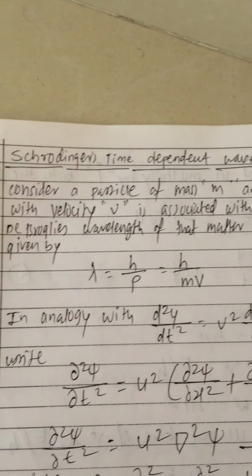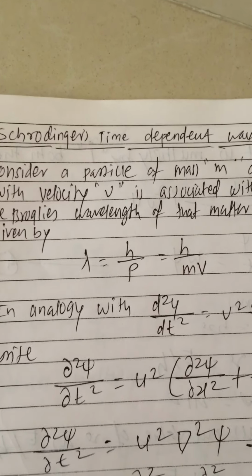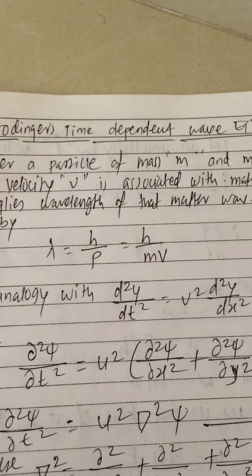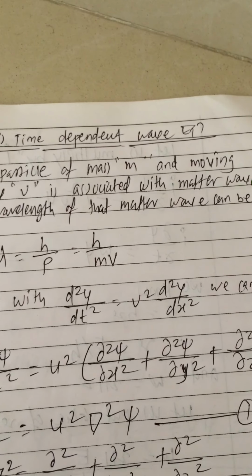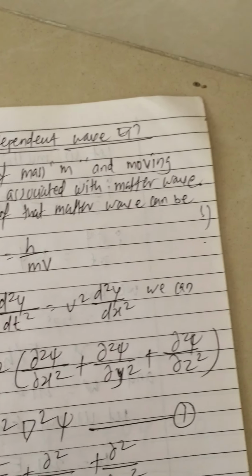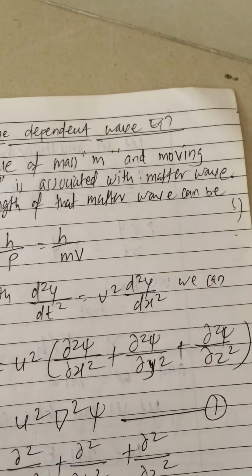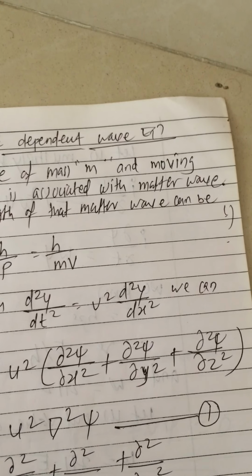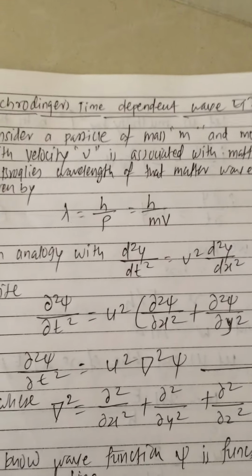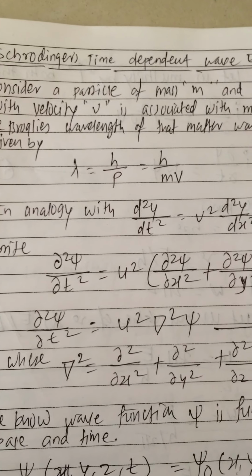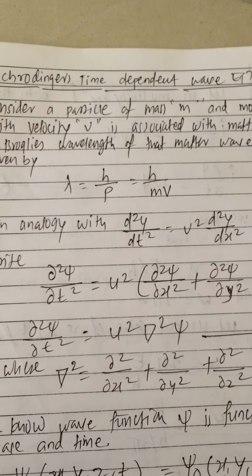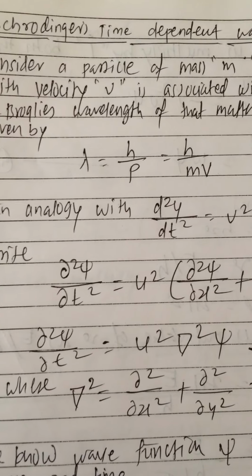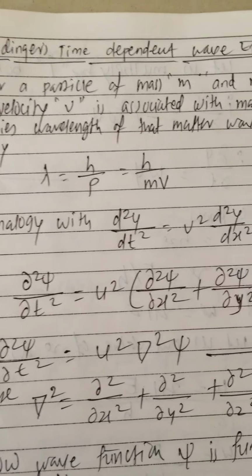We can write the same equation but for the wave function. So here the y will get replaced by psi. So ∂²ψ/∂t² is equal to u² into bracket ∂²ψ/∂x² plus ∂²ψ/∂y² plus ∂²ψ/∂z². Here I have also considered the y and z coordinates because the wave function is a function of space coordinates, which are x, y, z, and the time coordinate. We know del is a Laplacian operator, so we can replace ∂²/∂x² plus ∂²/∂y² plus ∂²/∂z² by del square. So the equation will become ∂²ψ/∂t² is equal to u² del square ψ.